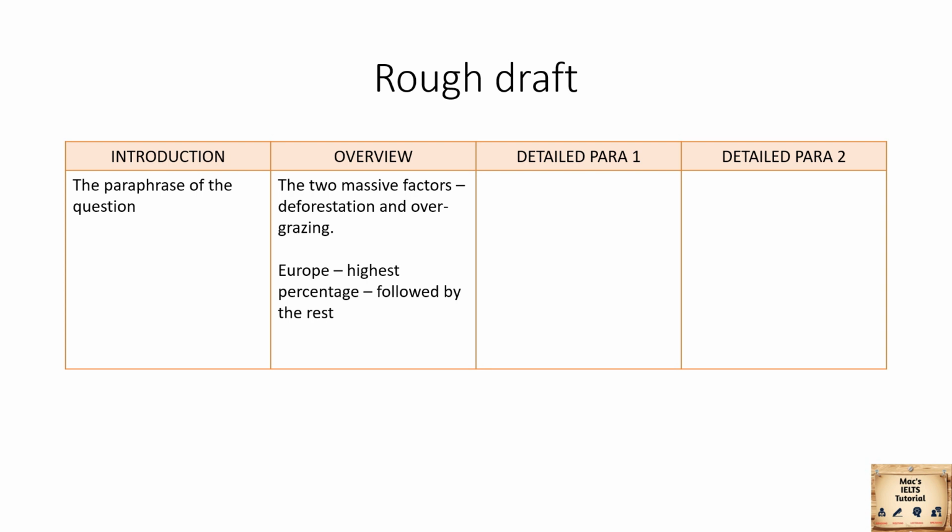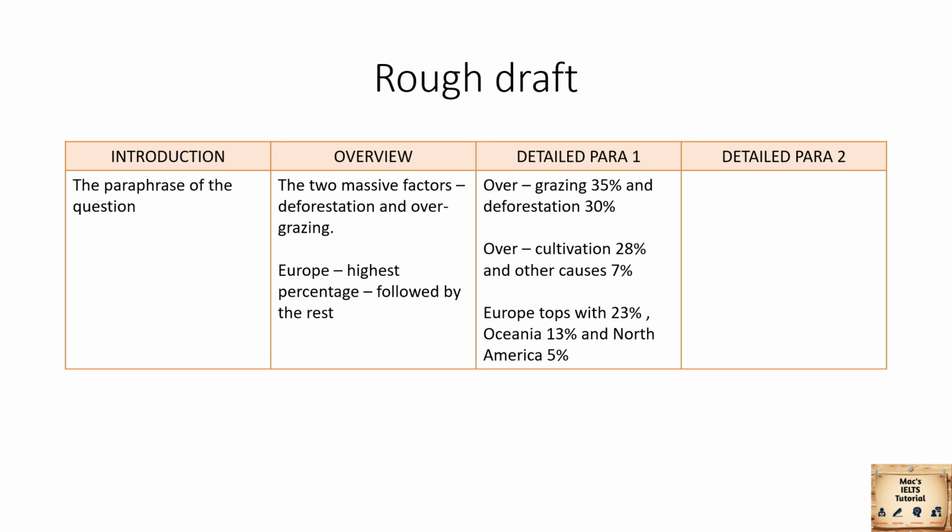Now, we shall move on to the detailed paragraph 1. In detailed para 1, I'm going to emphasize the data given to us in the pie chart. This is the percentage of each cause for land degradation globally. After which, I'm going to note the key points to be written in detailed para 2.